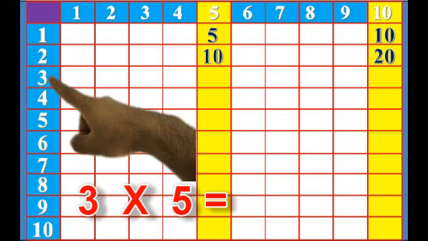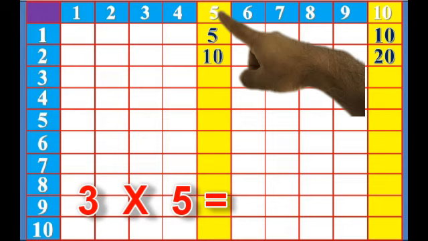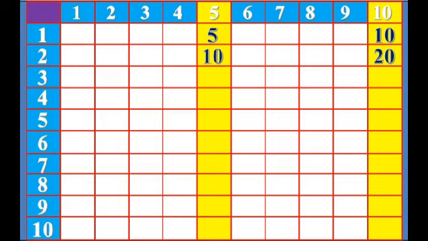How about 3 times 5? 3 times 5 equals 15. Times 2 is equal to 30.